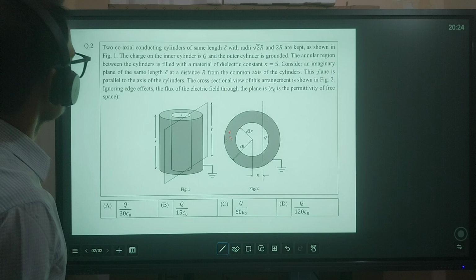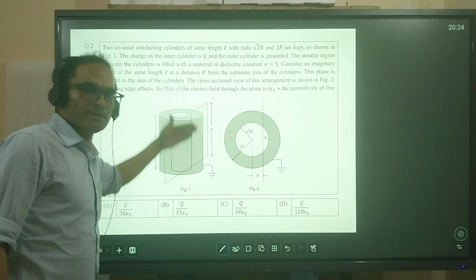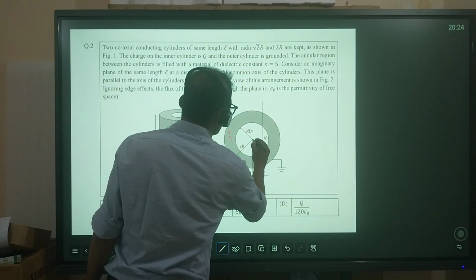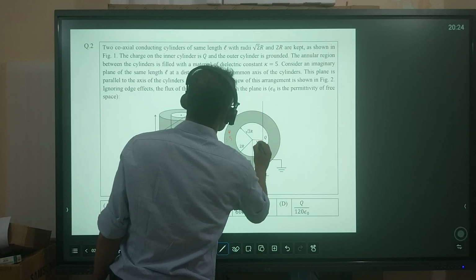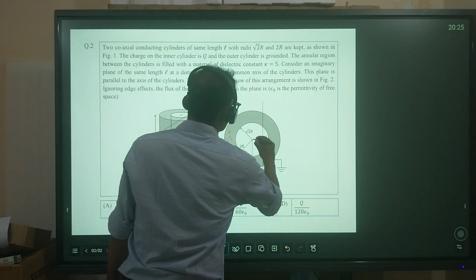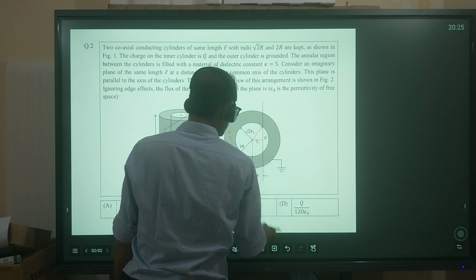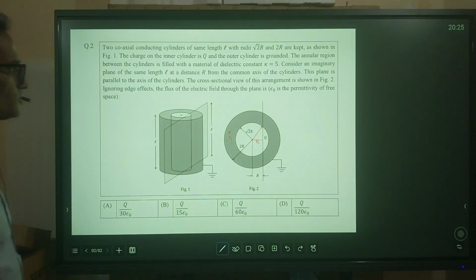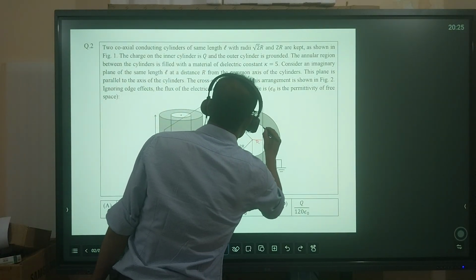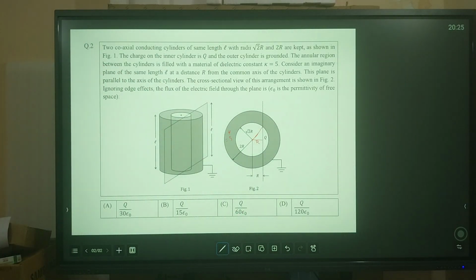Consider an imaginary plane of the same length. We are considering an imaginary plane of the same length, and it is at a distance r from the center. So this distance is r, and they have also mentioned that this distance is root 2r, already written here. So clearly, we will need this angle. This is root 2r.